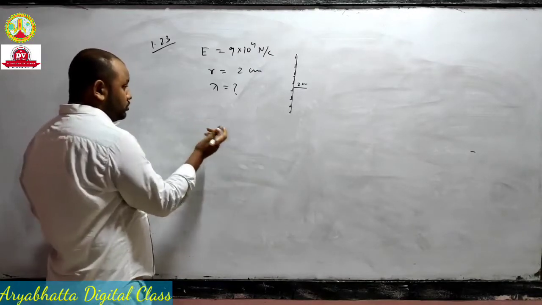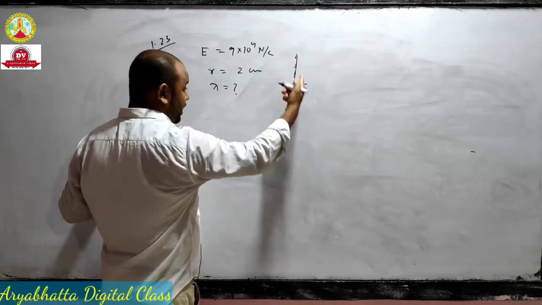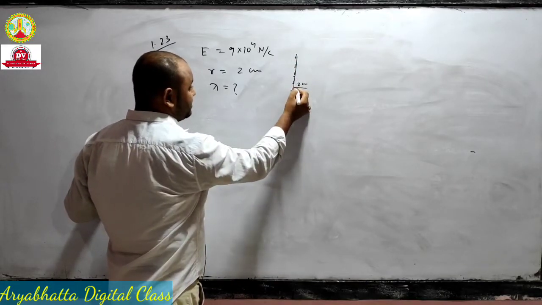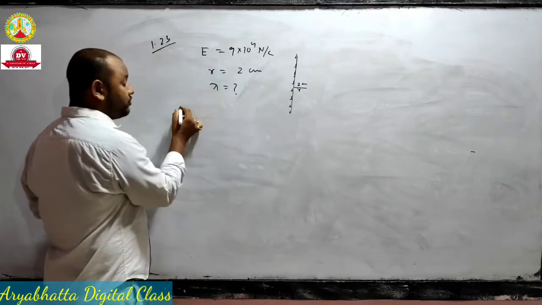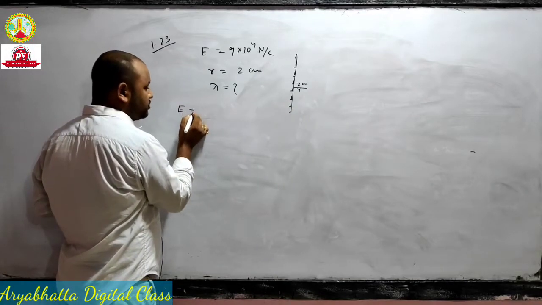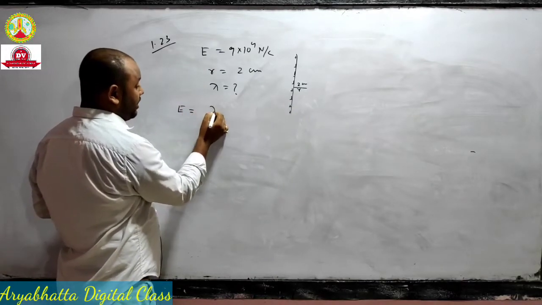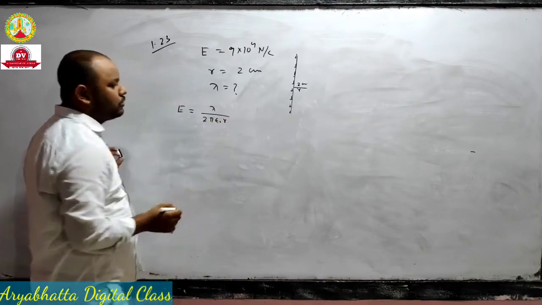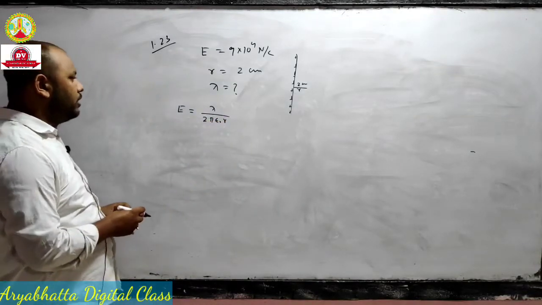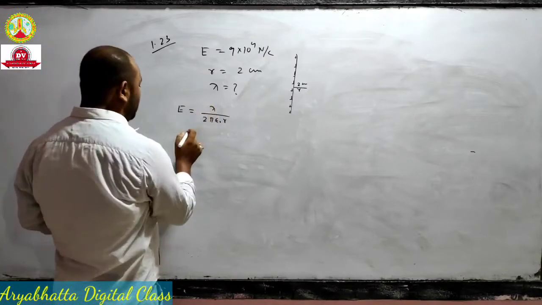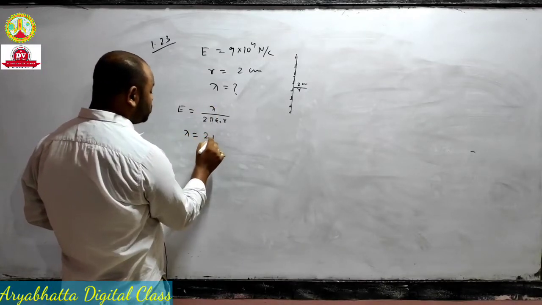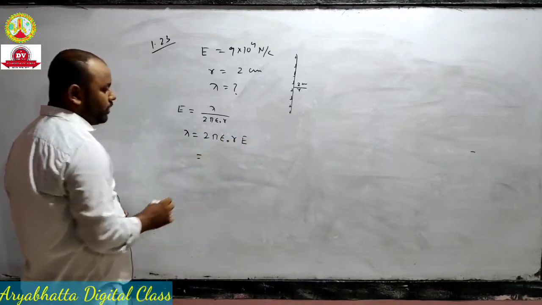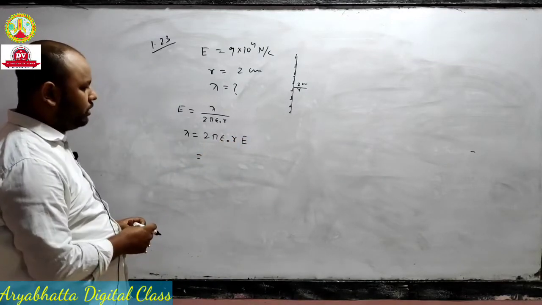So what is the electric field due to a line charge distribution at a distance r? Suppose this distance is r. The electric field due to a line charge distribution at distance r is equal to lambda divided by twice pi epsilon naught into r. Here we need to calculate this lambda. The lambda will be equal to twice pi epsilon naught r into E.